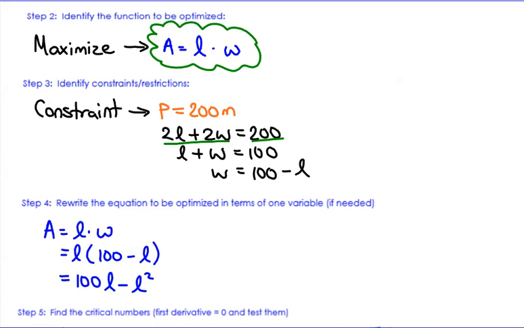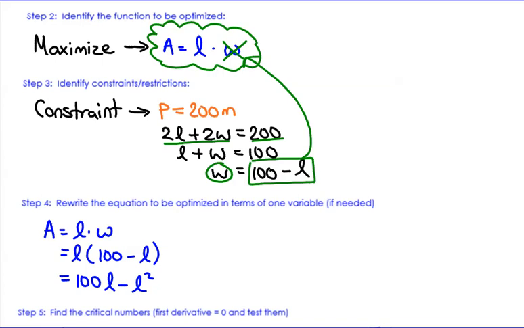It doesn't matter which one you solve for. You can solve for length or width. And so I just decided to solve for width and bring everything to the other side. So this is my width. And now that I have what width is, I can take out that width and put this guy instead. Then I'll have only 2 letters, and that's what you want in order to take the derivative.